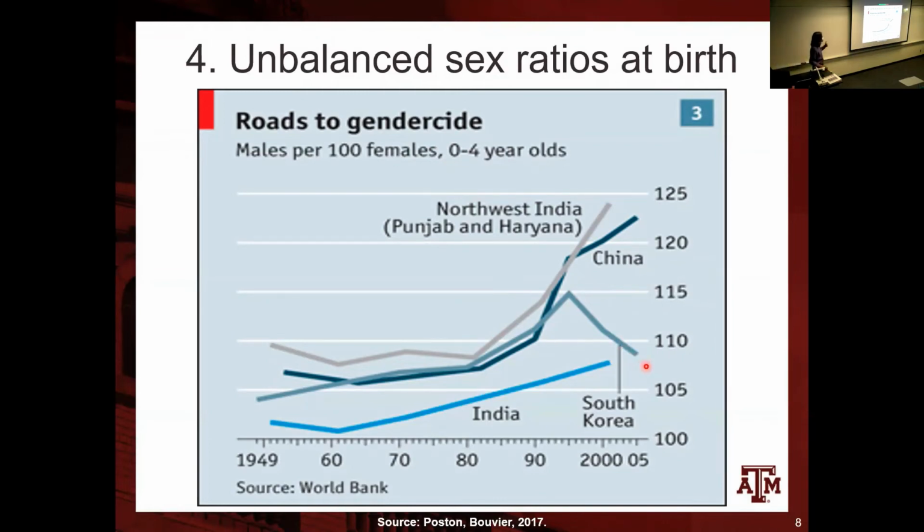So these unbalanced sex ratios at birth affect how families are formed, as I just mentioned before, in terms of finding a partner, in terms of having other relatives, aunts, uncles, cousins, and so on. That affects our support from the family later in life as well. Cool?